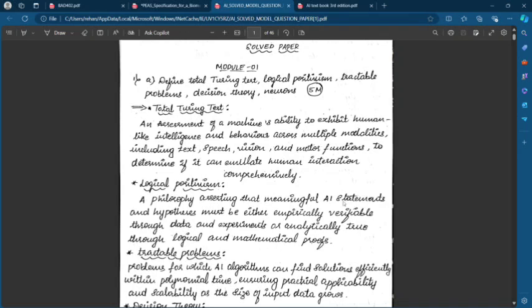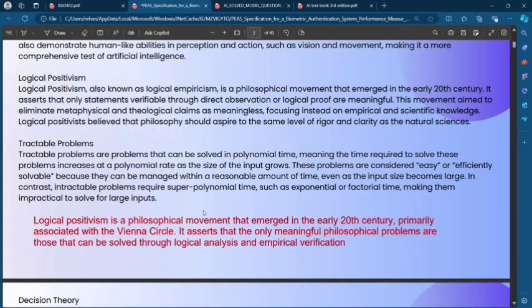So whatever statement the AI generates or gives us, it should be proved. It should be solved or proved through logical analysis and empirical verification. Just remember, instead of just giving some random text, whatever statement is generated should give us these things. Like, it should be provable logically. It should be proved through logical analysis and empirical verification.